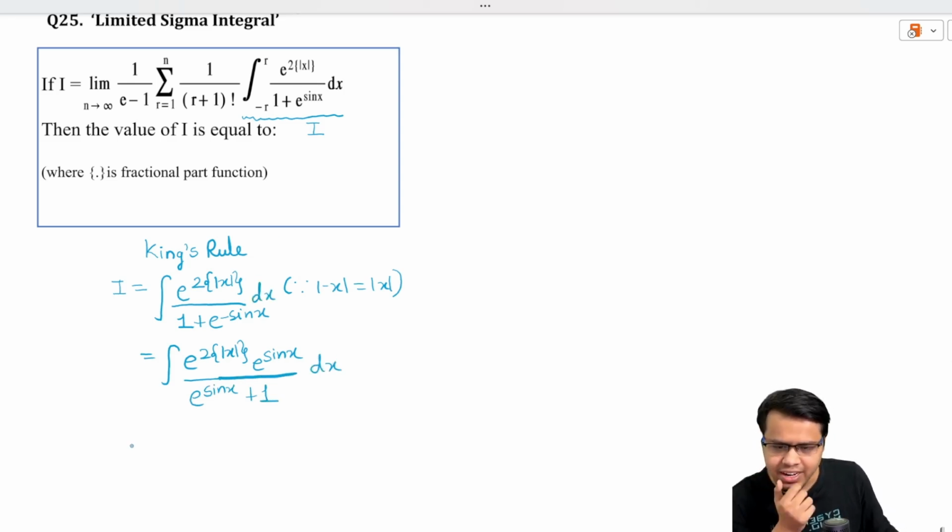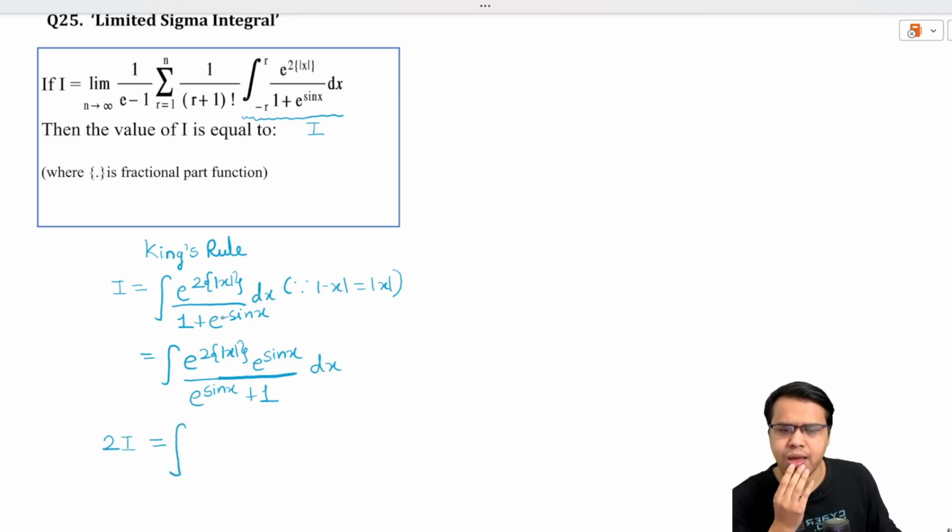Now we can just add these two expressions, and if you have practiced such type of question, then we can see that e to the power 2 fractional part of mod x is common, and we are left with e to the power sine x here and 1 here. So you can see that numerator and denominator become the same. It will get cancelled out, so I'm not writing that. So it will become this, and obviously the limit is minus r to r.